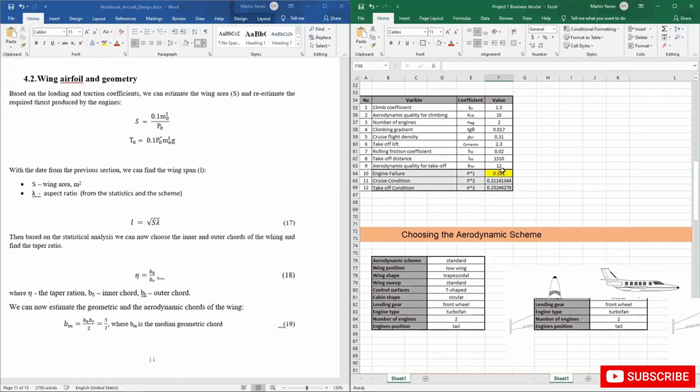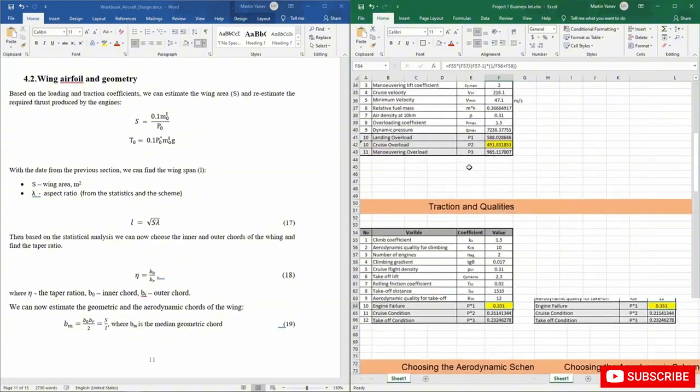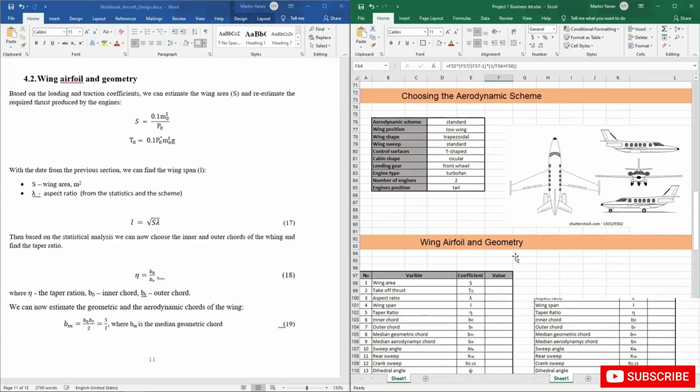Remember them. So we chose the engine failure traction coefficient of 0.351, and we also chose the cruise loading of 491. Now we can use these coefficients in order to estimate the desired wing area and the desired thrust. Okay, so this is what I'm going to be doing.